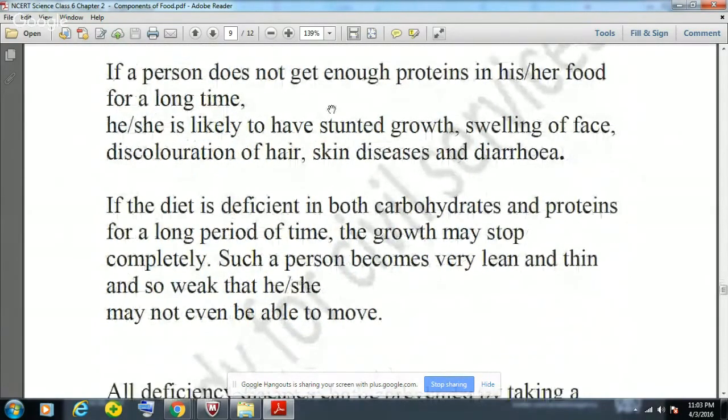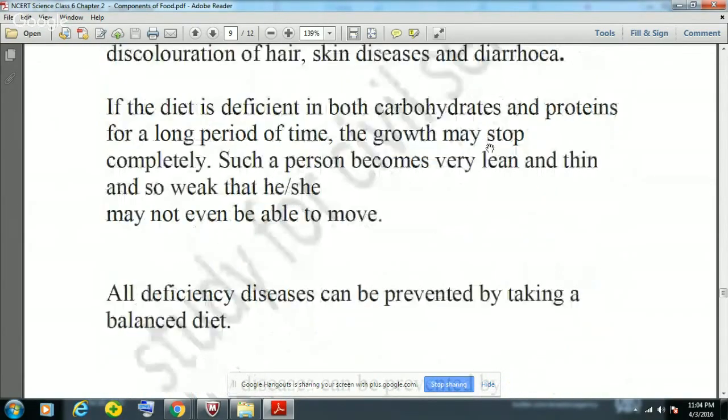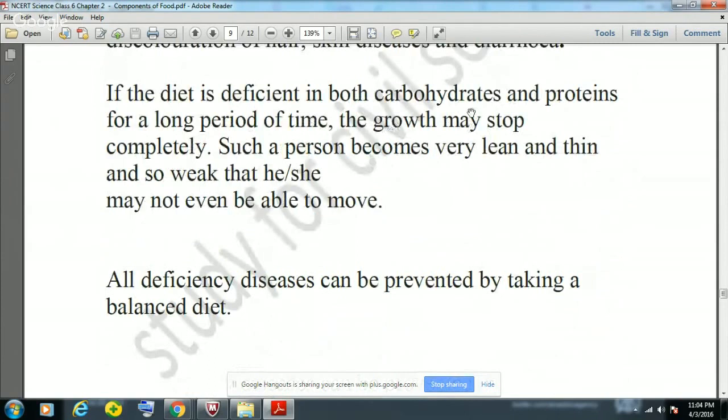For example, if a person does not get proteins in his or her food for a long time, he or she is likely to have stunted growth. Stunted growth, swelling of face, discoloration of hair, skin diseases and diarrhea are all outcomes of deficiency of protein. And if the diet is deficient in both carbohydrate and protein for a long period of time, the growth may stop completely, and such a person becomes very lean and thin and so weak that he or she may not even be able to move.